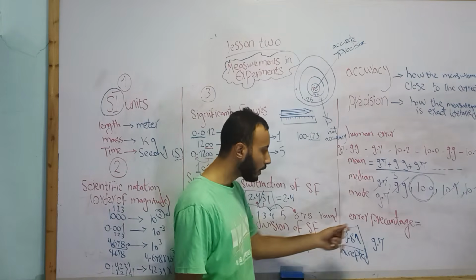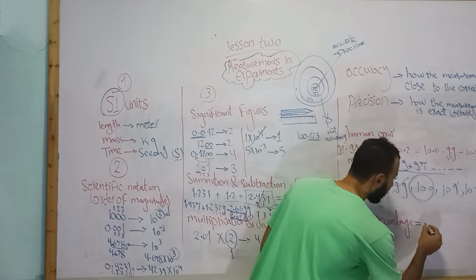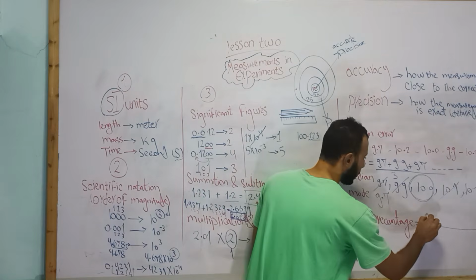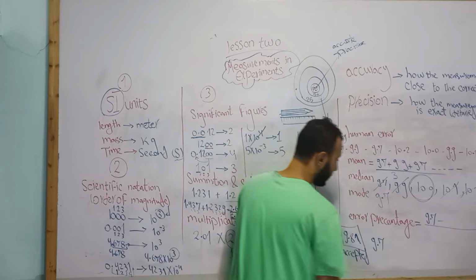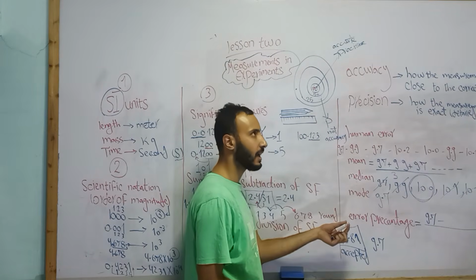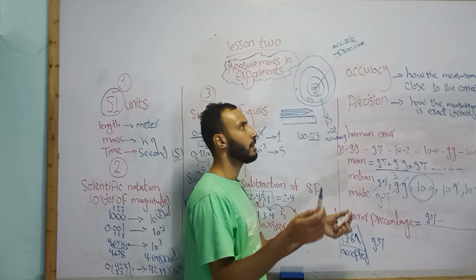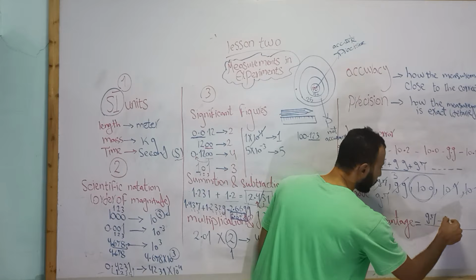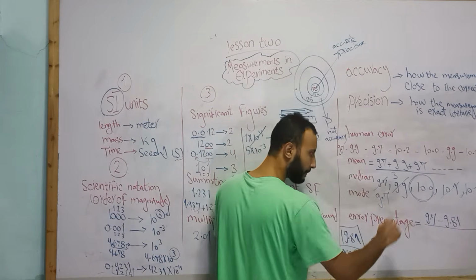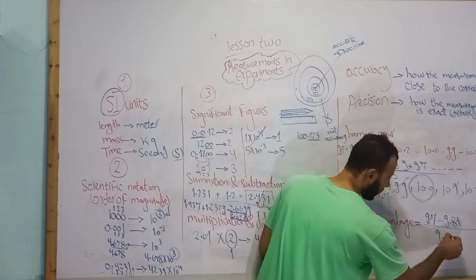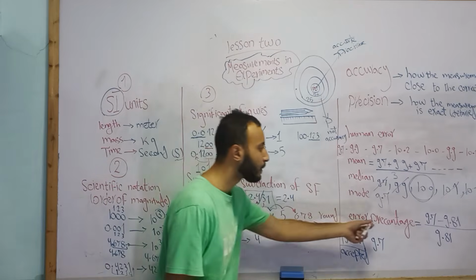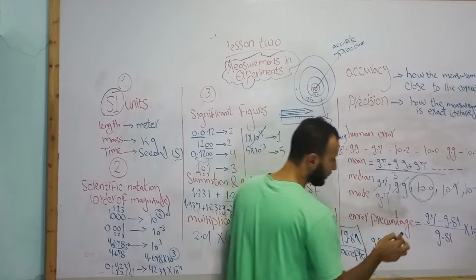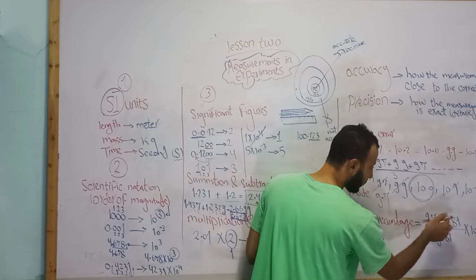Okay? So, to get the error percentage, you take at the beginning your measurement, 9.7, minus the accepted measurement, the value that many scientists or many people accept. So 9.7 minus 9.81, divided by the accepted value, divided by 9.81. But here you have to remember that because it's a percentage, you have to multiply by 100. And also sometimes you will find this one is negative because this one is less than this one.